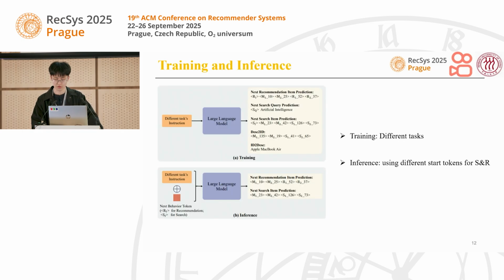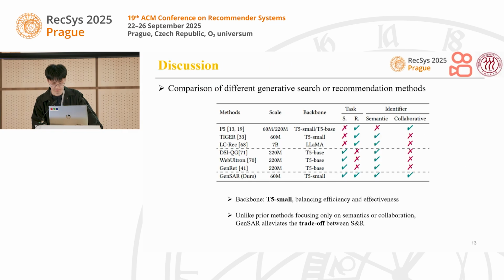Overall, during the training phase, we train the model using task-specific instructions for different tasks. At the inference stage, we enable the model to generate the next item for search or recommendation, respectively, by concatenating different start tokens.